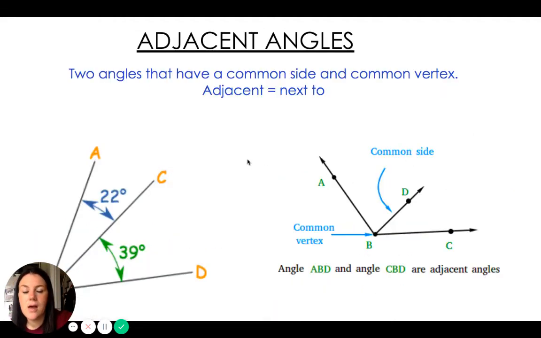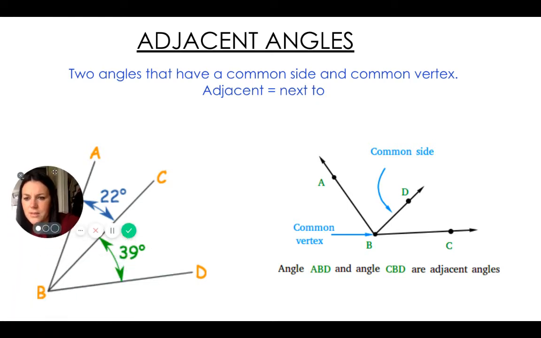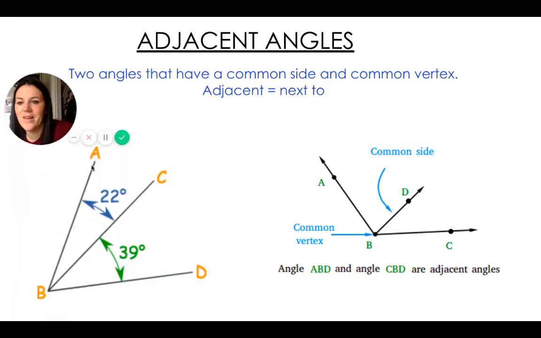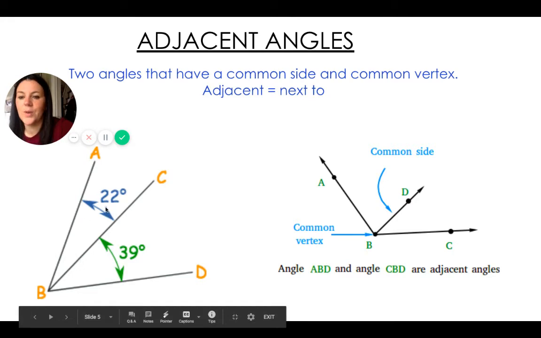Adjacent angles are, the word adjacent means next to, two angles that have a common side and a common vertex. So these two angles here: I have angle ABC, which is 22 degrees, and CBD, which is 39.